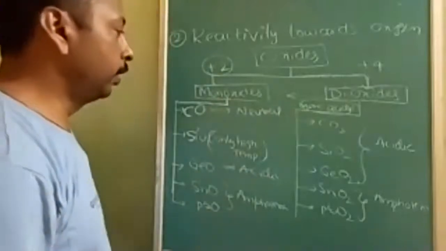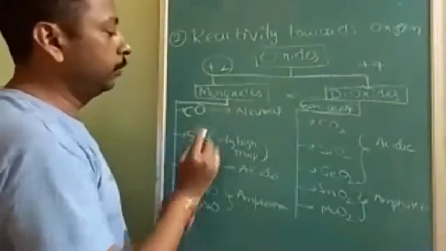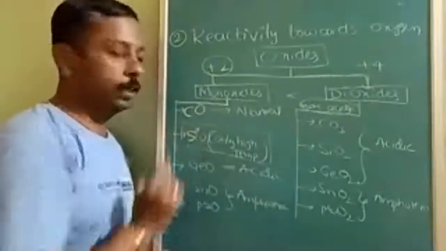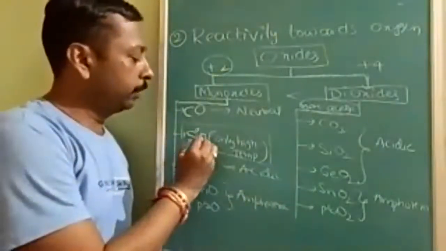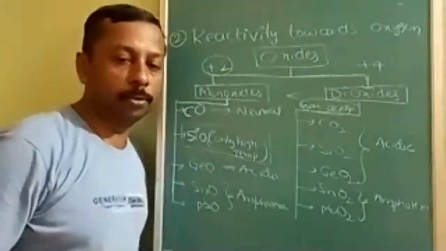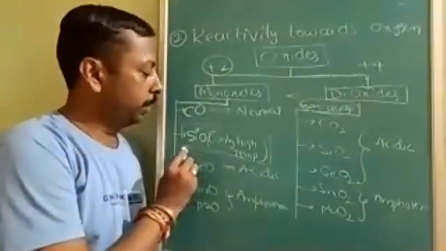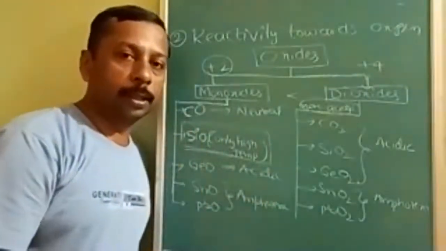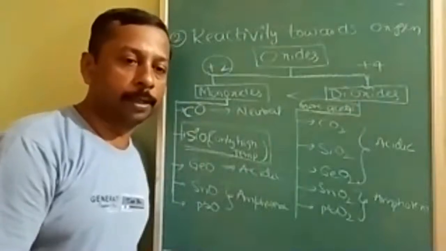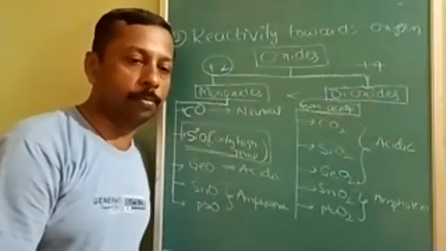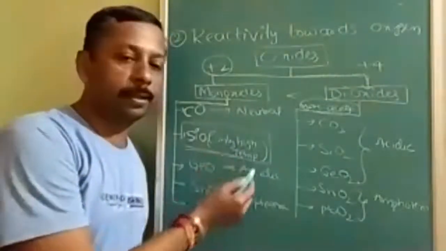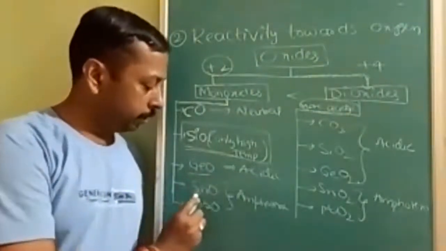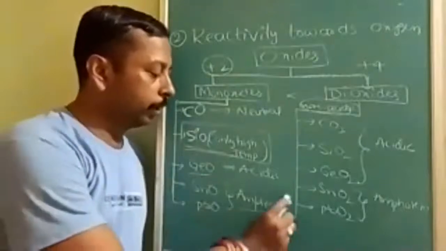Let us see: carbon forms CO, which is neutral. SiO is actually unstable at room temperature and does not exist, therefore many of its properties are not found. So don't worry about SiO, because it is not possible to check its properties at room temperature, and at high temperature reactions are not possible. Whereas GeO is acidic in nature, SnO and PbO are both amphoteric in nature.